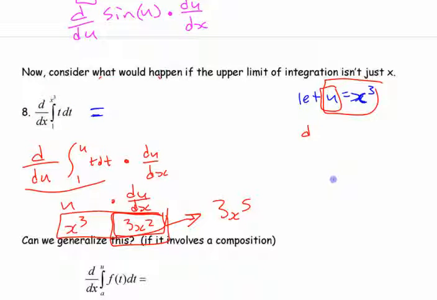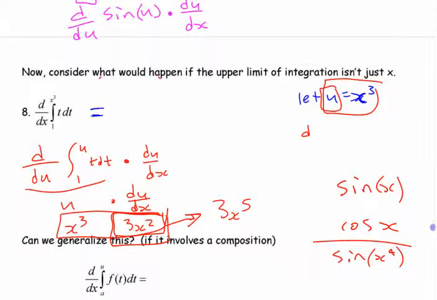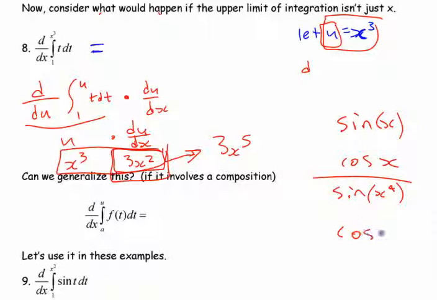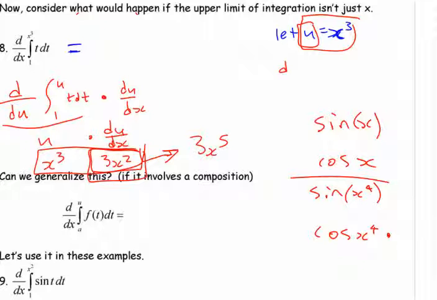Remember when you had sine of x, the derivative was just cos of x. If you had sine of x to the fourth, you couldn't just say cos of x to the fourth. You had to do cos of x to the fourth times 4x cubed. Here you can't just sub in this as though you're finding the derivative, you need to multiply by the derivative of the inside function. X cubed is the inside function. Remember, that's the variable in that function.